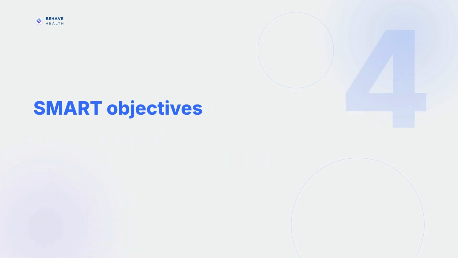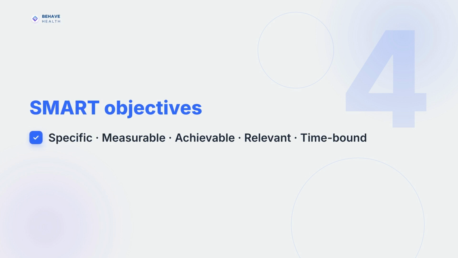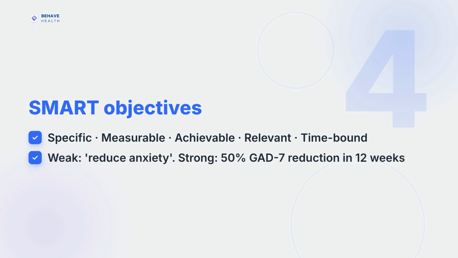Step 4. SMART objectives, where most plans succeed or fail a payer review. Objectives must be specific, measurable, achievable, relevant, and time-bound, giving the utilization reviewer quantitative evidence. For example: client will reduce anxiety symptoms by 50% within 12 weeks, as measured by the GAD-7 assessment.